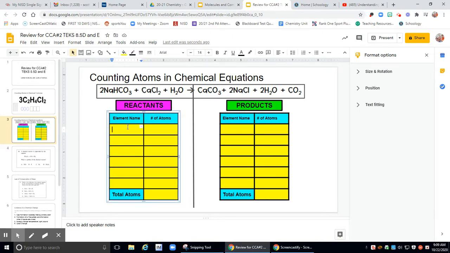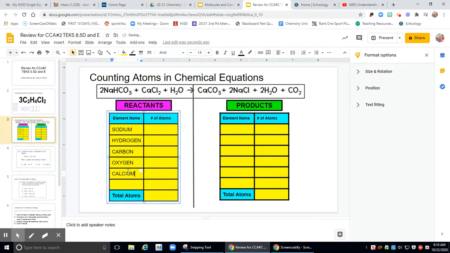So here we would type in the elements that we see. So we see sodium. We see hydrogen, H. We see carbon, C. So it's best to just start from the left and move to the right. Then the O is oxygen. And then the Ca is calcium. And then the Cl is chlorine. Now, we don't have to do these two because we've already identified hydrogen here and oxygen over here as well.